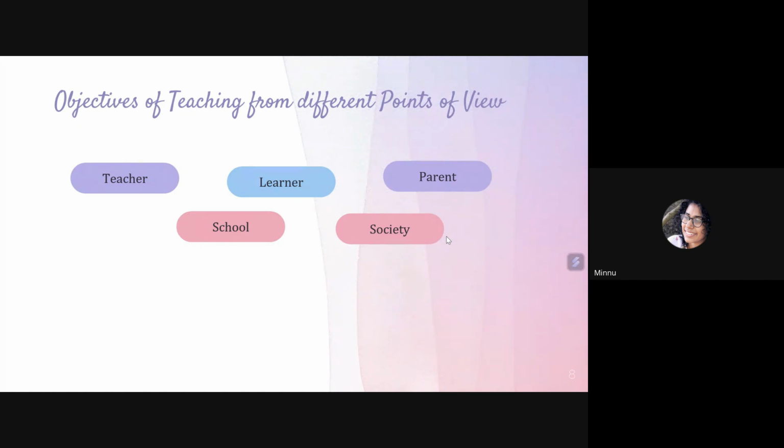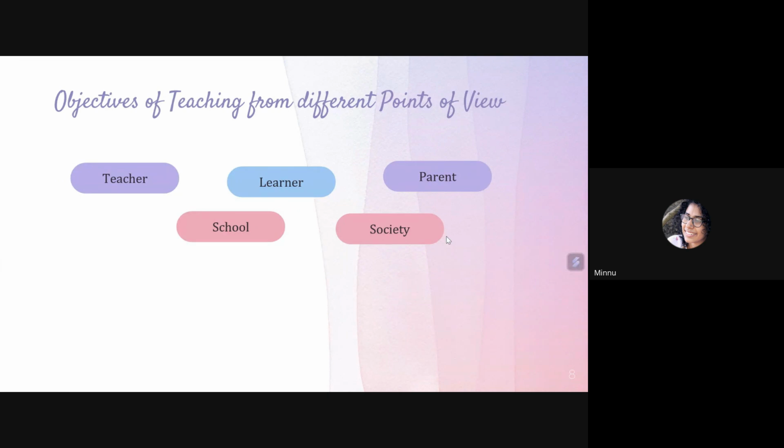Then from the parents' point of view, they need to be updated about their child's progress and they should have a full involvement in the teaching process. And also they should try and create a conducive environment for the child. That is a very important aspect because we can see that in many families or in many familial atmospheres, there are different issues happening or there are unfavorable circumstances which could affect the education of the child. So from the parents' point of view, one of the objectives of teaching their child should be to provide a conducive, favorable environment for the child to study.